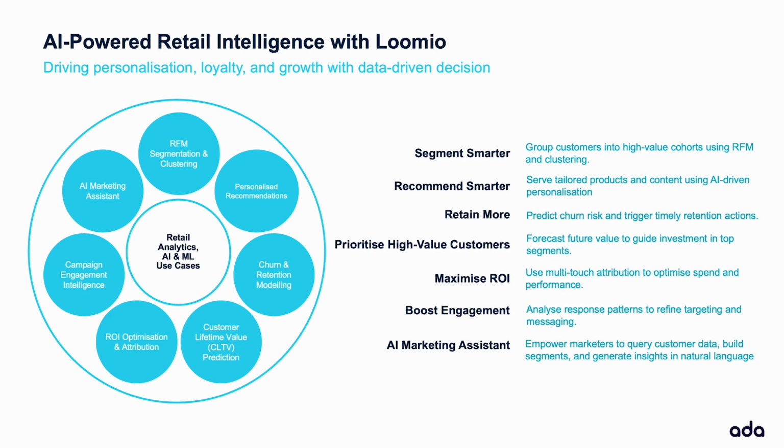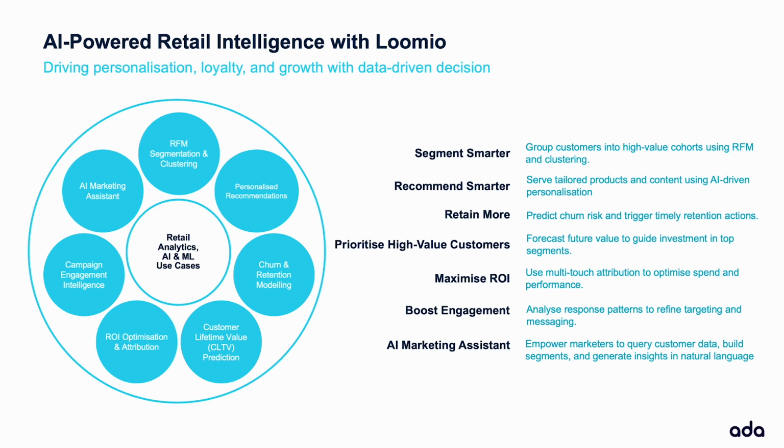The second is personalized recommendations, including product suggestions. Next, we have churn and retention modeling, along with CLTV analysis. Following that, we cover ROI, or attribution and channel level optimization. We also have campaign engagement analytics, which leans more toward reporting. And finally, we introduce the AI Marketing Assistant, a next-generation tool that we will discuss later.